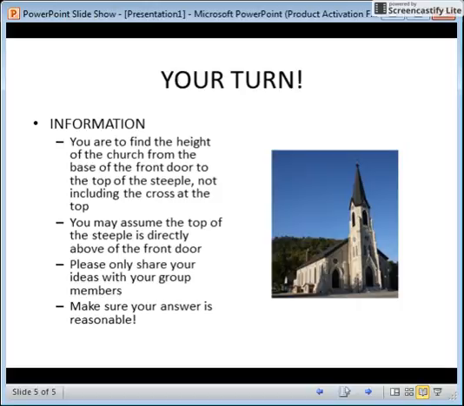Now it's your turn. You and your group will find the height of the church from the base of the front door to the top of the steeple, not including the cross at the top. You may assume the top of the steeple is directly above the front door. Please make sure you keep your ideas and answers within your group and make sure your answer is reasonable.